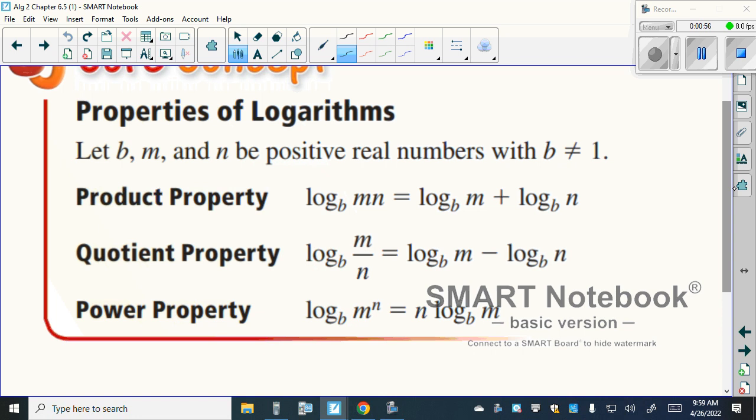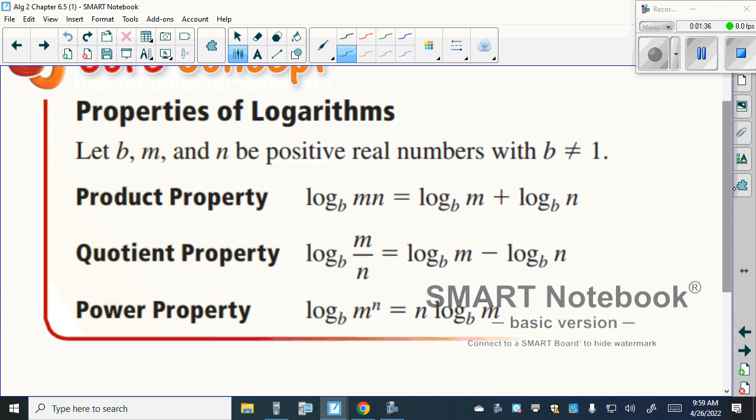Our quotient property states that if we have two things being divided inside of the logarithm, we can rewrite it as subtraction. And the last one is our power property. If we have something to an exponent inside the logarithm, we can move the exponent out front. And these three are our basic logarithmic properties.